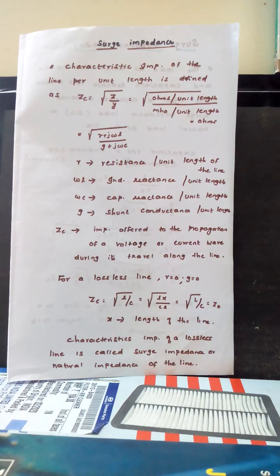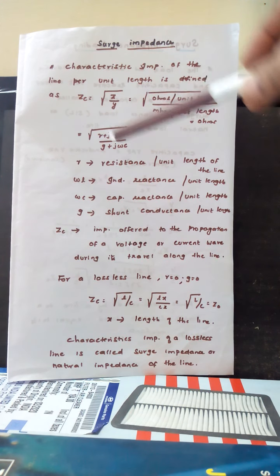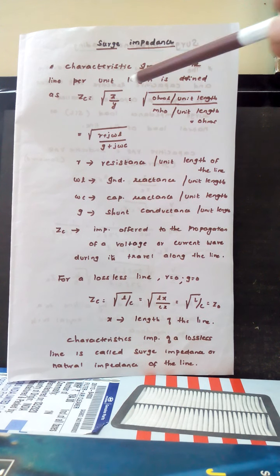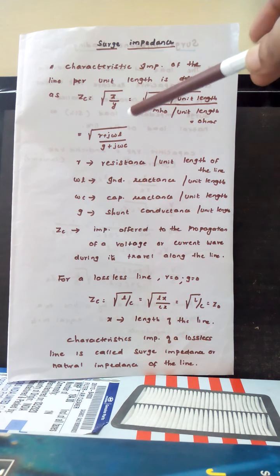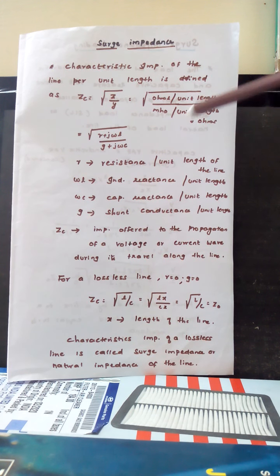Today we'll see about the surge impedance loading and the Ferranti effect. First we'll see about the surge impedance. As we all know, the characteristic impedance of the line per unit length is defined as Zc equal to root of Z by Y. The unit of this characteristic impedance is ohm.